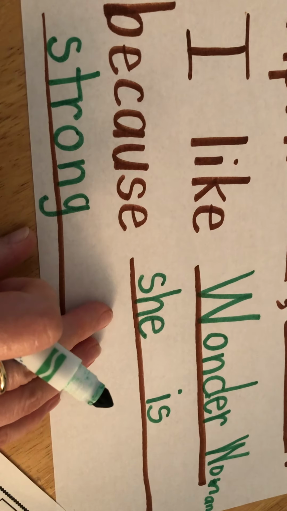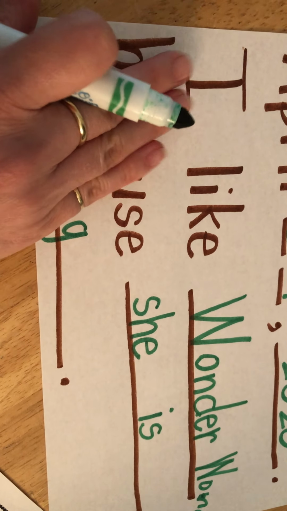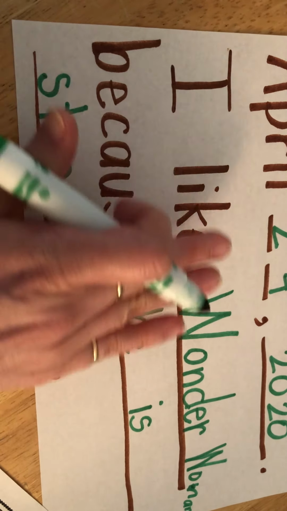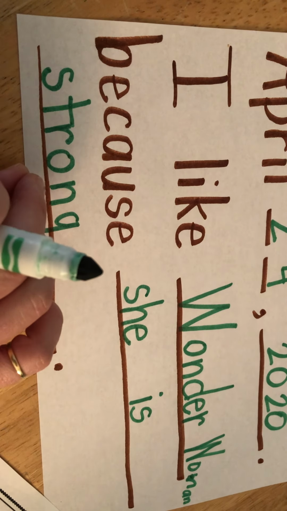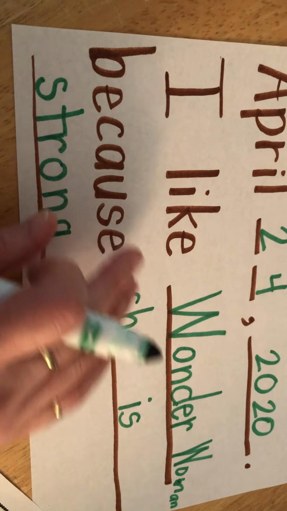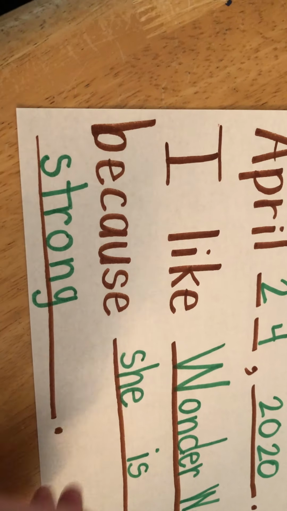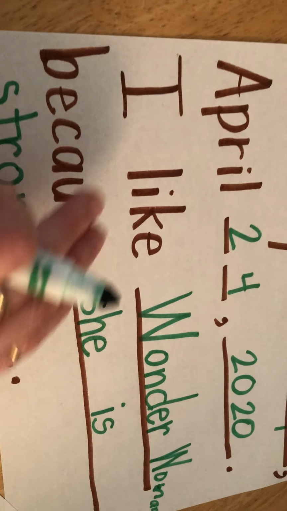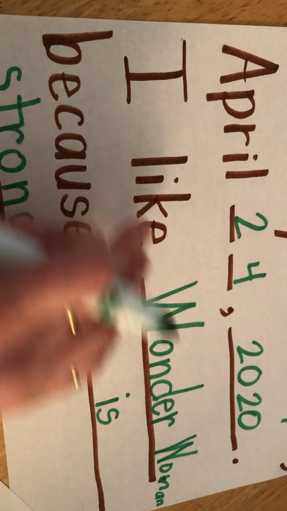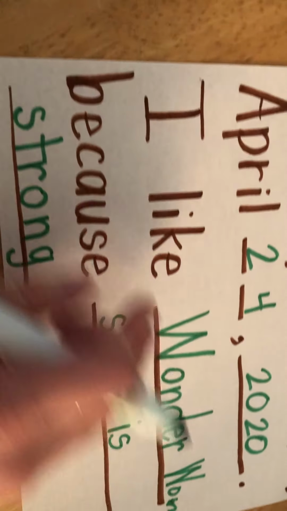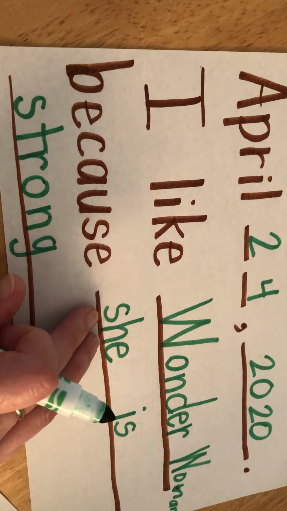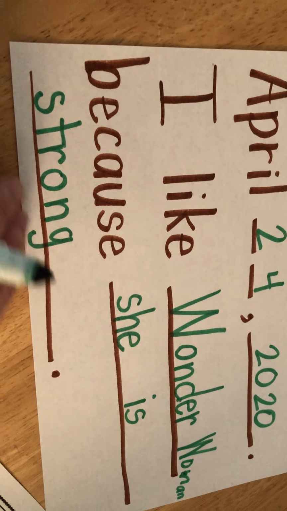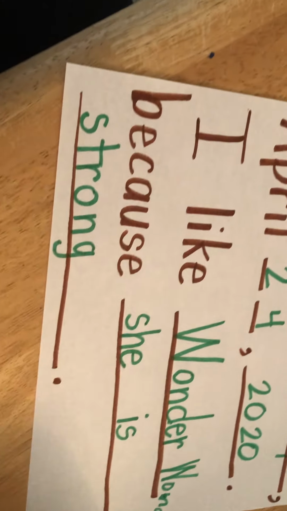Let's reread my sentence and make sure that I have a capital letter at the beginning, that I have spaces between my new words, and that I have nice, neat handwriting. Oh, and that I have my ending part. So it says, I like Wonder Woman because she is strong. Let's go back to our question over here.